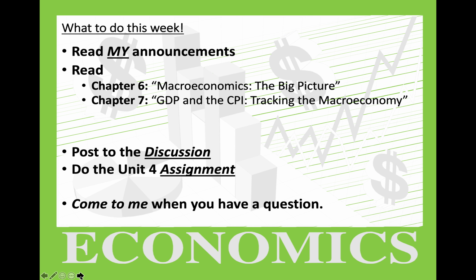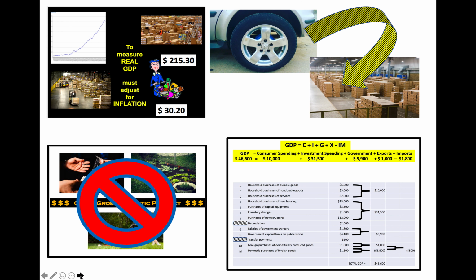Your reading for this week is chapters 6 and 7, Macroeconomics, and information about the gross domestic product and the CPI. Your assignment for this week has you looking at and making calculations on the gross domestic product. Either this week or next week, it will have you discussing what things are not included in gross domestic product. And it'll have you looking at inflation and the difference between intermediate goods and final goods.